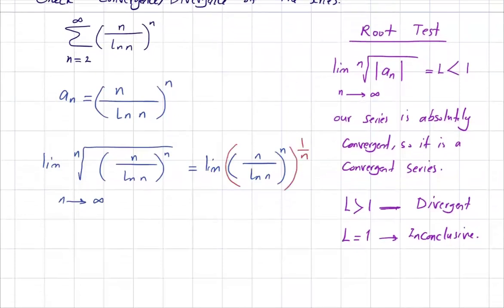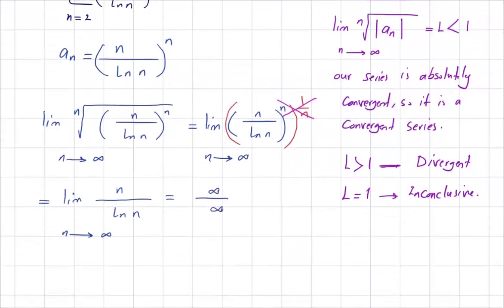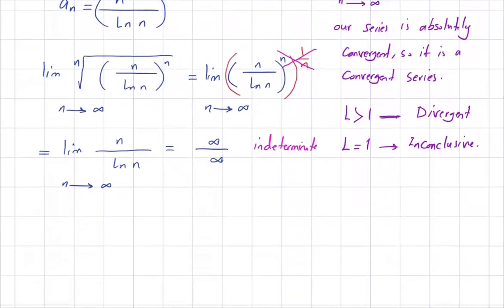And you can cancel out the n divided by n, and then take the limit as n goes to infinity. So you have the limit of n divided by ln of n as n goes to infinity. Direct substitution gives you infinity over infinity, which is an indeterminate form. You can apply L'Hopital's rule.